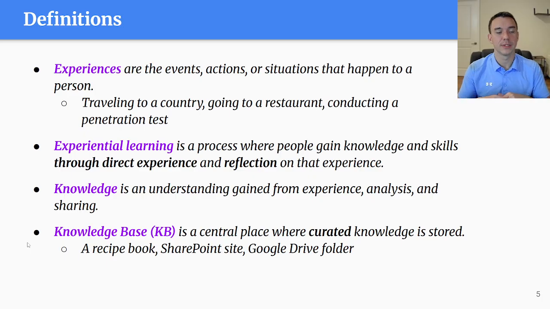And some simple examples are a recipe book or SharePoint sites. In our case, we're going to use a Google Drive folder. So it does not have to be a very complex technology. I know there's a lot of hype about AI and different tools out there, but I always find that the simpler the better. And the key ingredient then is how you curate the knowledge. The more specific, the more tailored, the formatting of it, the best formatting, whatever that means, is what's going to determine the quality of the knowledge base.